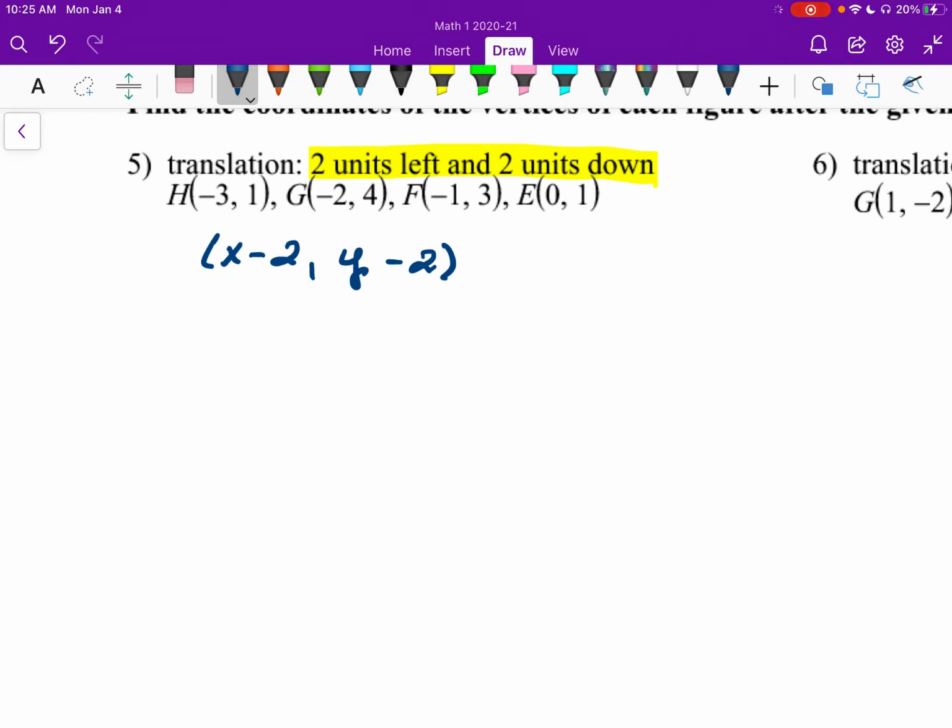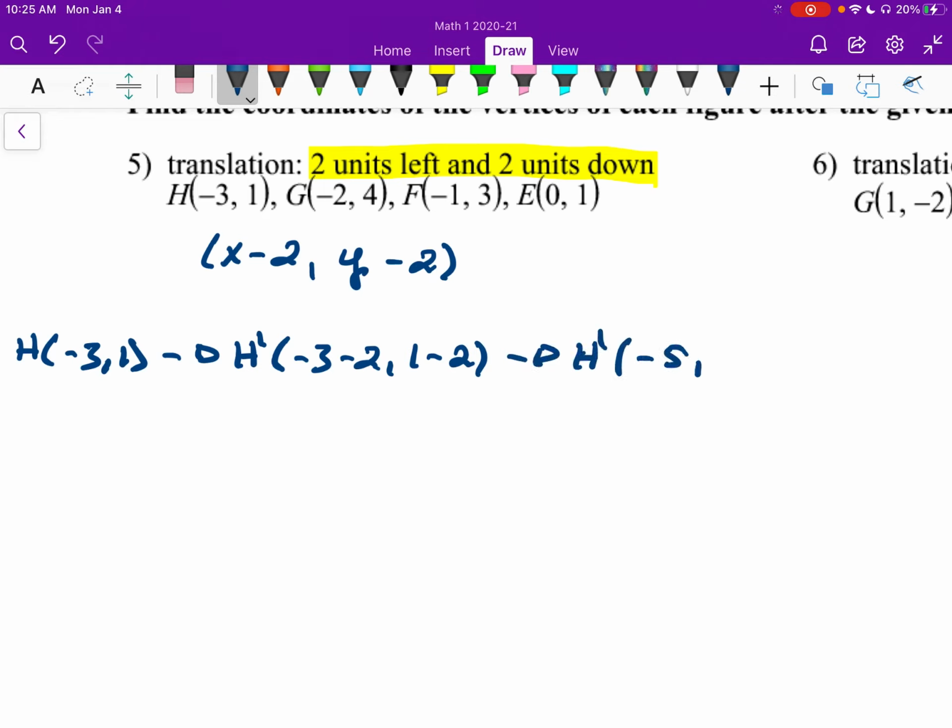So what I normally do, to make my work nice and pretty, I write my first point down, which is H this time, and then it turns into H prime, and I'm going to plug into my formula point. So it'll be -3 minus 2, and then 1 minus 2. And then I simplify my last step. H prime is going to be -5, -1.